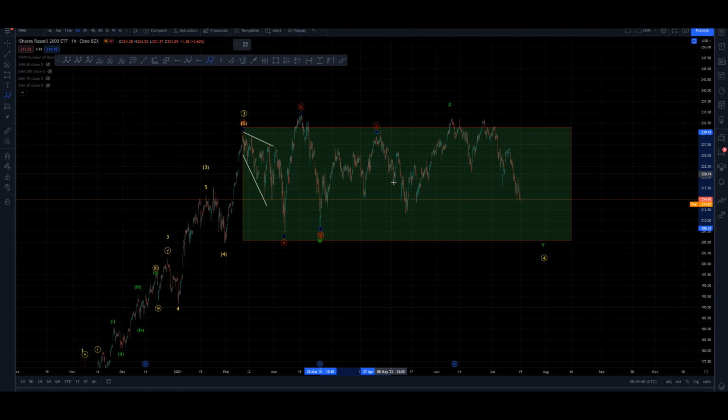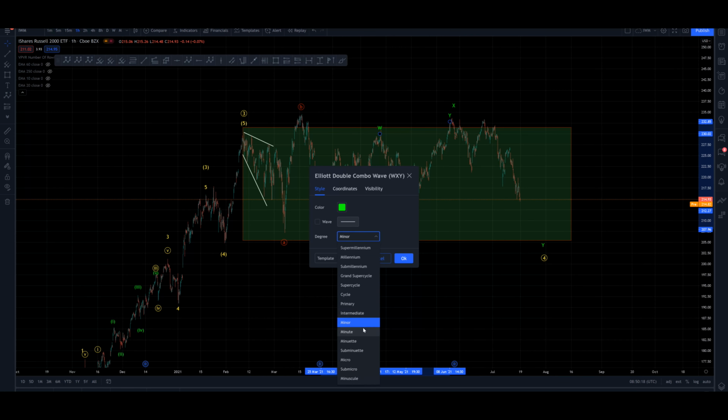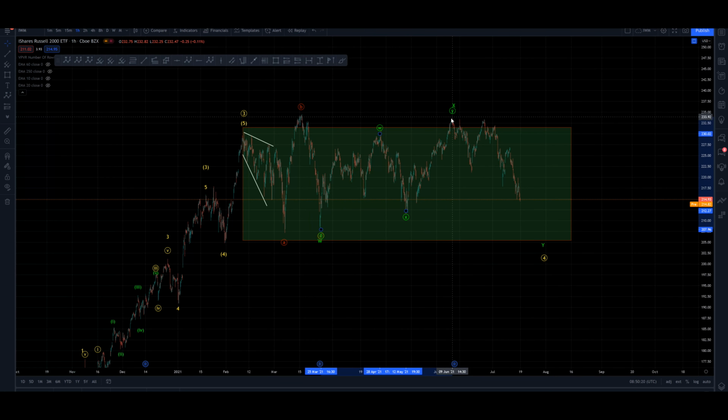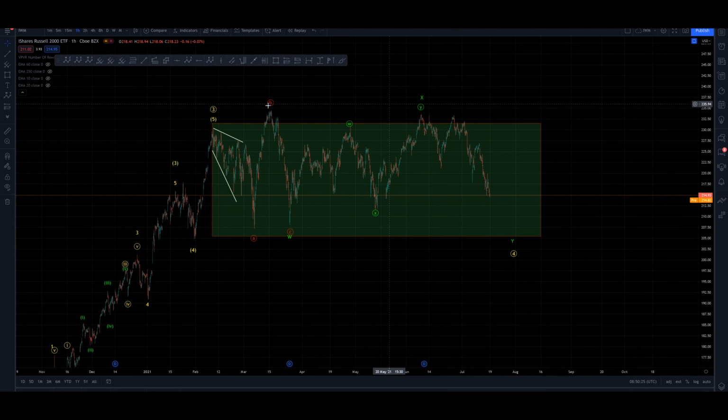This is a zigzag inside of a zigzag. 1, 2, 3, 4, 5. A, B, C. 1, 2, 3, 4, 5. A, B, C. 1, 2. Can't get a flat in here, so that's a WXY inside of an X wave. This is the problem when you end up doing all this sideways nonsense. You end up producing patterns which are not pleasing to the eye or to any Elliott wave analyst, but we've got to clutch at straws. We're not clutching at straws, we're just trying our best here to interpret this.